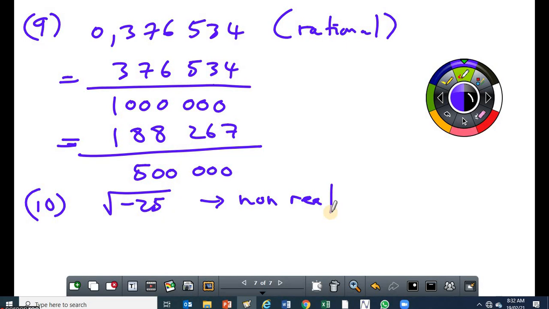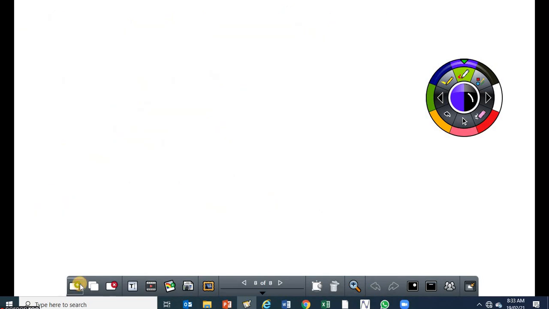Right, any question for Kero? Alright, any question? Right, let's go to the next exercise. Exercise 2. How many questions did I give you for exercise 2? 9 to 12. So exercise 2, start with question 9. It says, state whether the following are rational or irrational.